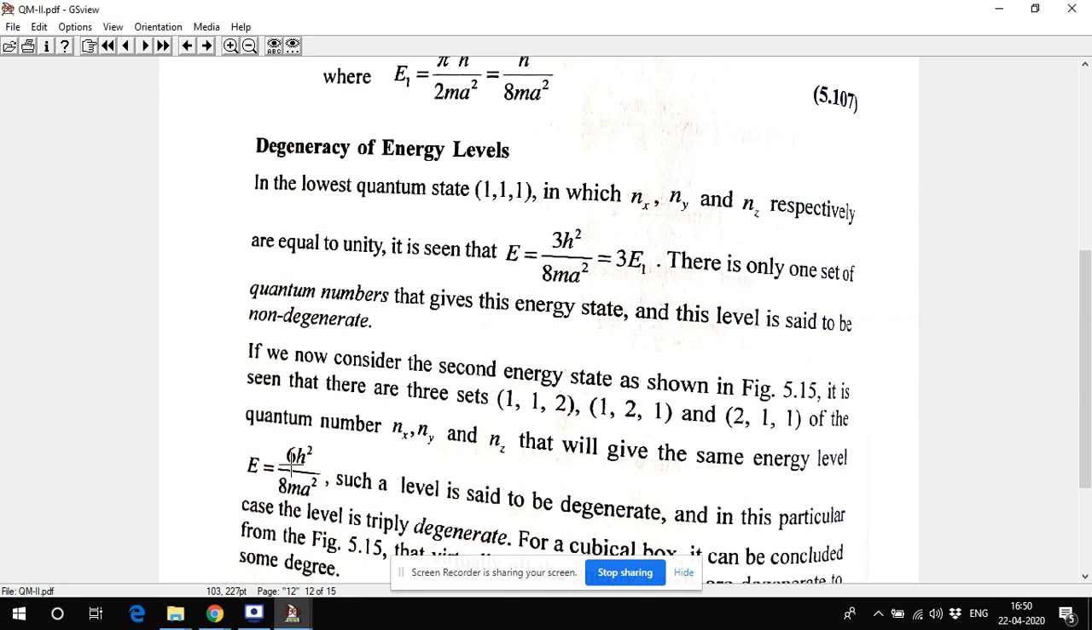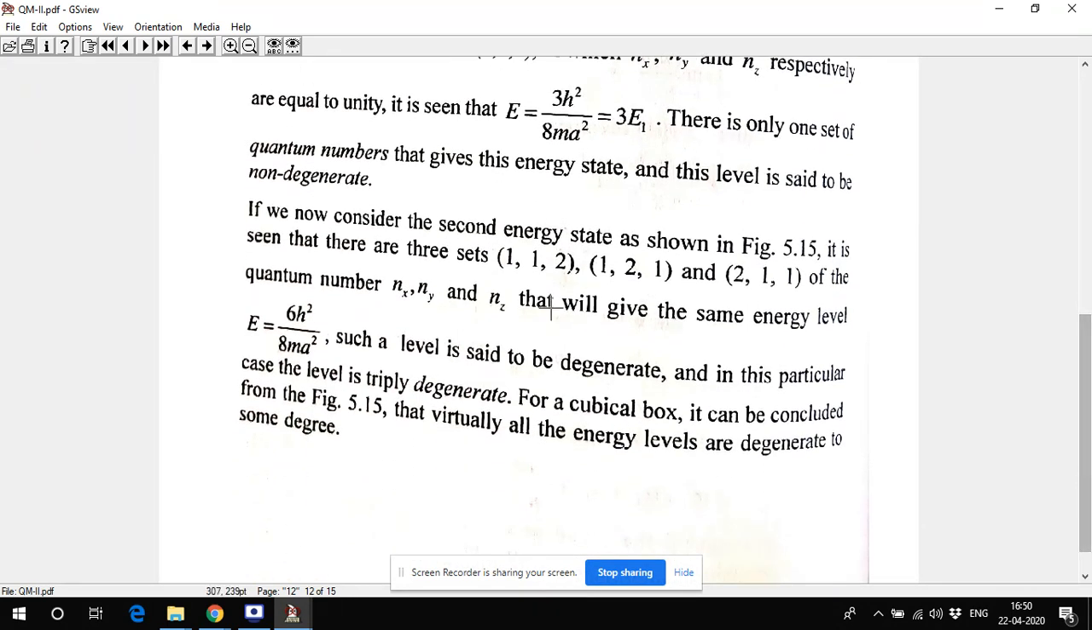So these kinds of levels are said to be degenerate. So all these levels are degenerate. This phenomenon, where more than one set gives you the same energy, these wave functions or levels are named degenerate levels.